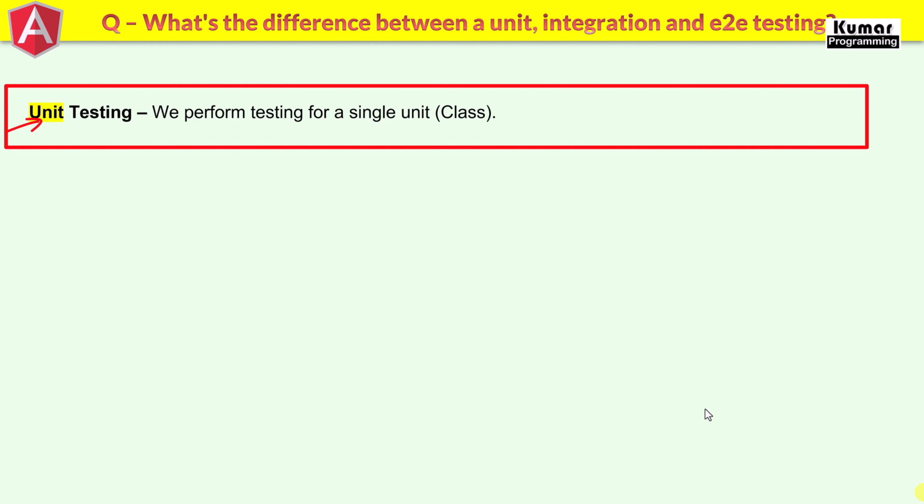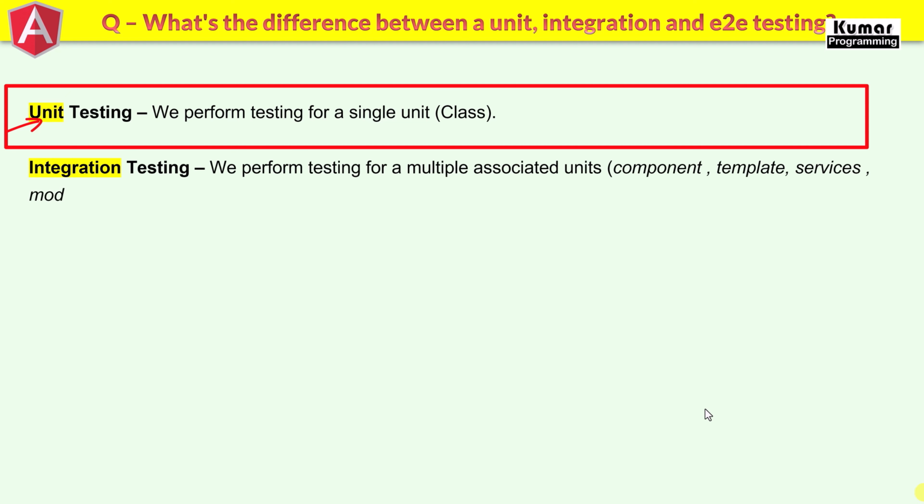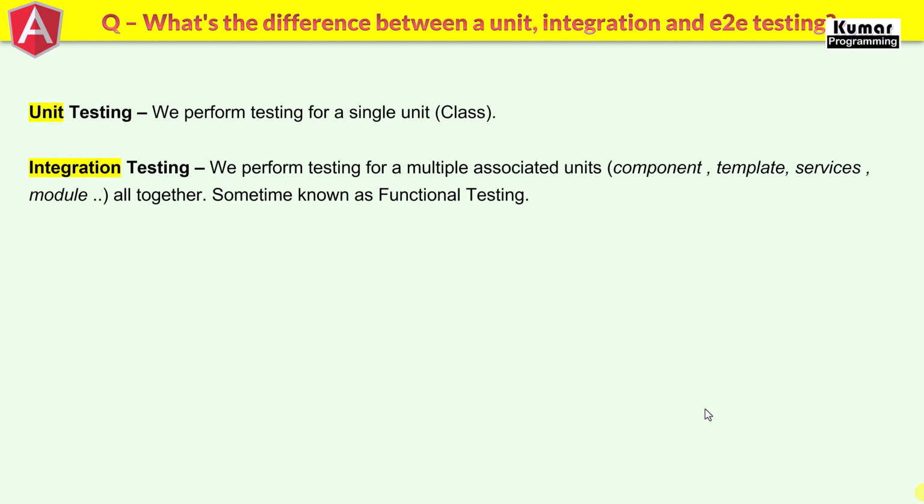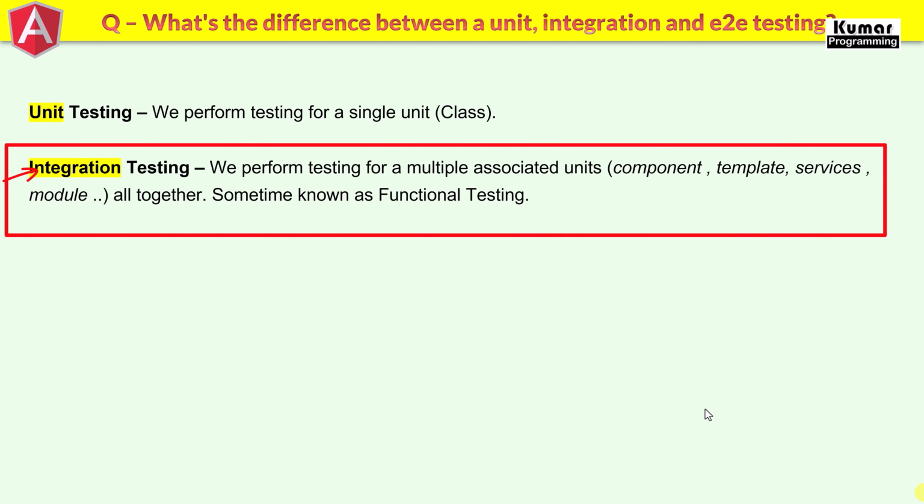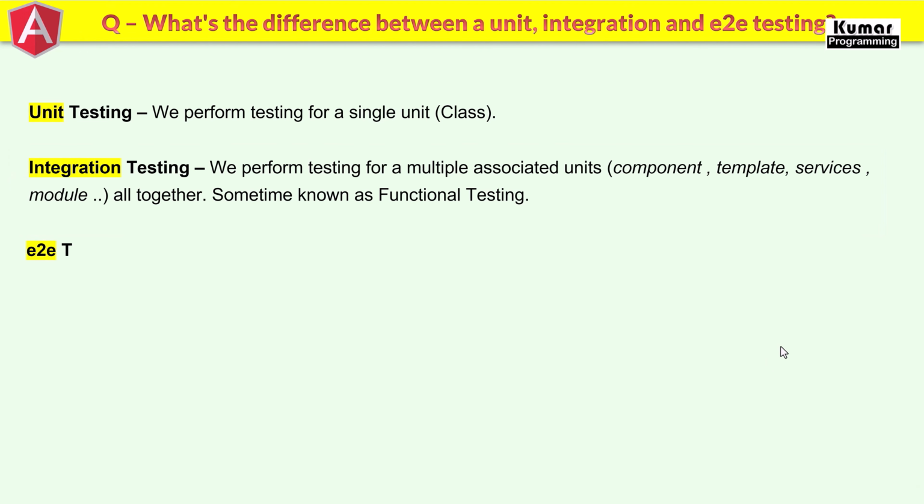Now the second type of testing that we have is integration testing. Integration testing is whenever we perform our testing on multiple associated units, right? Might be we have a component, templates, services, modules. So when we are doing the testing of more than one class, it is known as integration testing. We are testing some modules and some components which are associated with other services. Sometimes people call it functional testing as well.